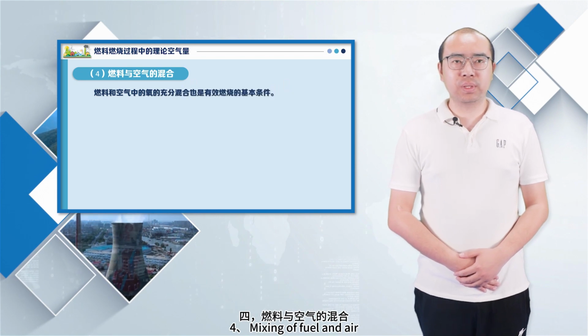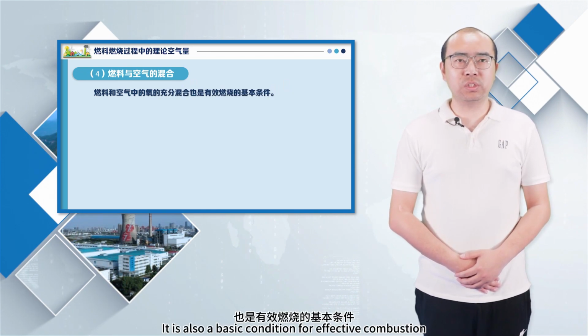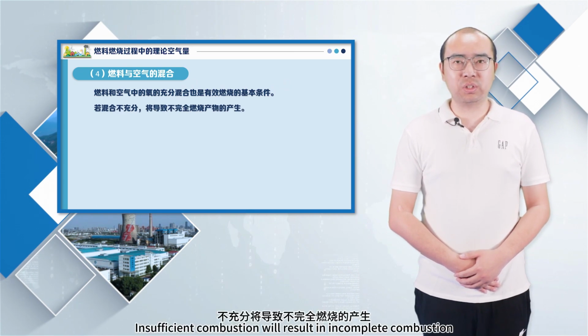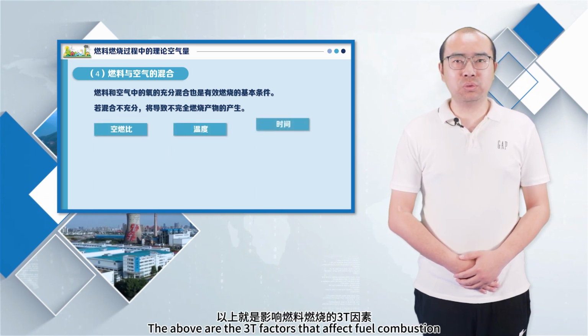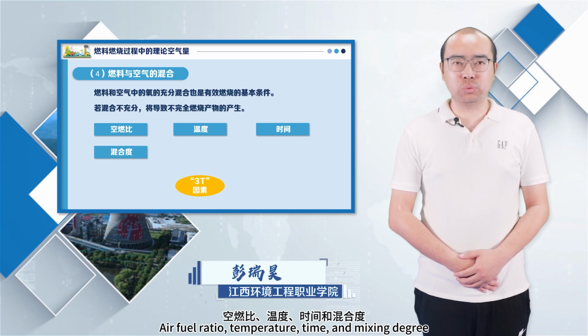4. Mixing of fuel and air. Fully mixing the fuel and oxygen in the air is also a basic condition for effective combustion. If mixing is insufficient, it will result in incomplete combustion. The above are the factors that affect fuel combustion: the air-fuel ratio, and the 3T factors of temperature, time, and mixing degree.